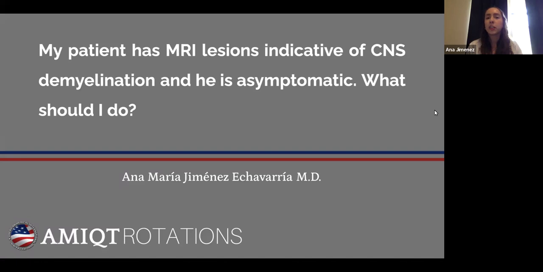Today, I'm going to be talking about what to do if your patient is incidentally found to have brain or spinal cord MRI lesions that are characteristic of demyelination, but he is completely asymptomatic.